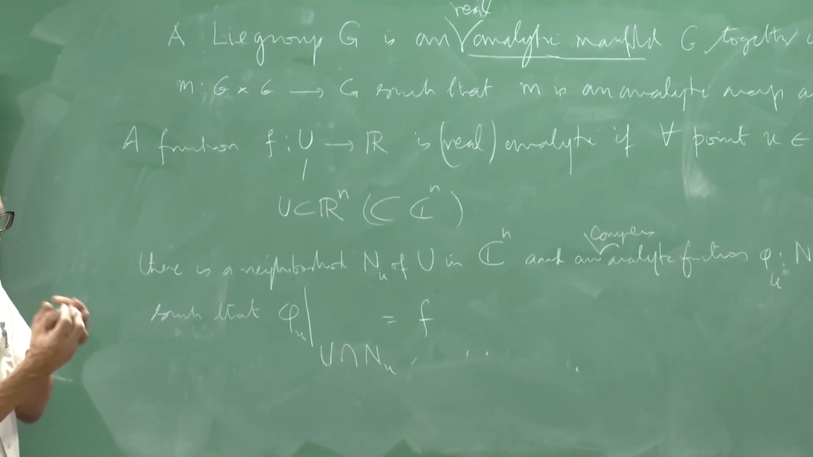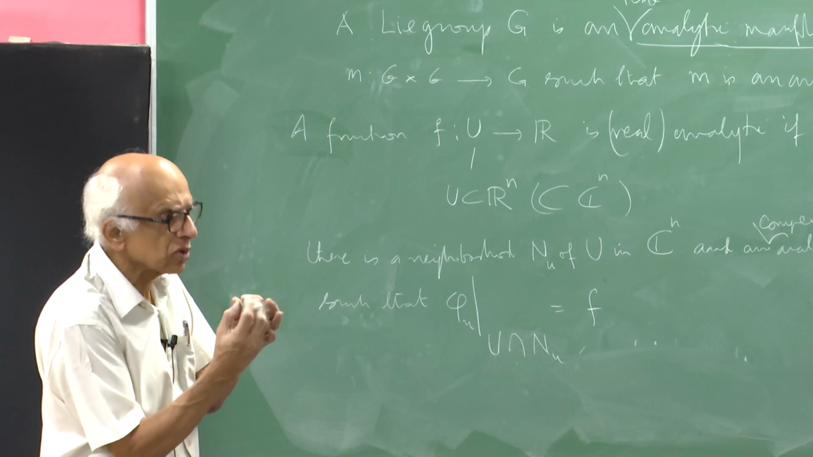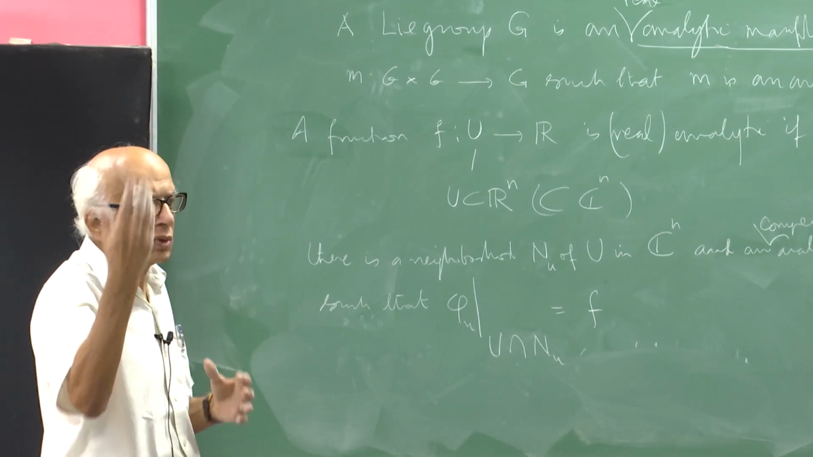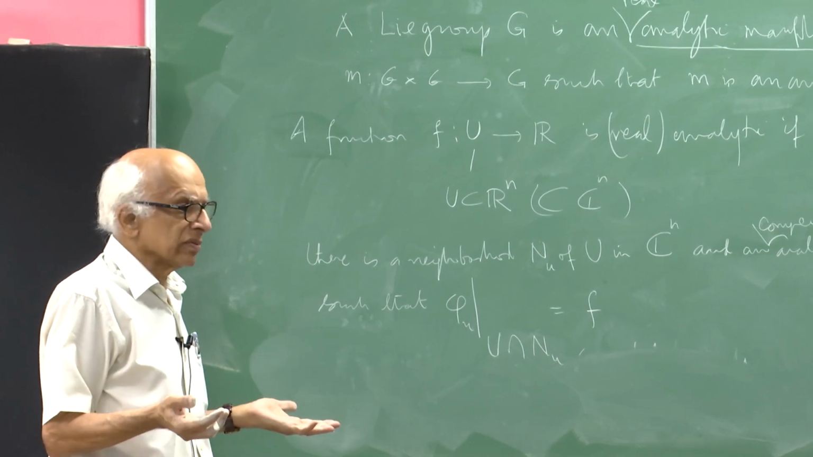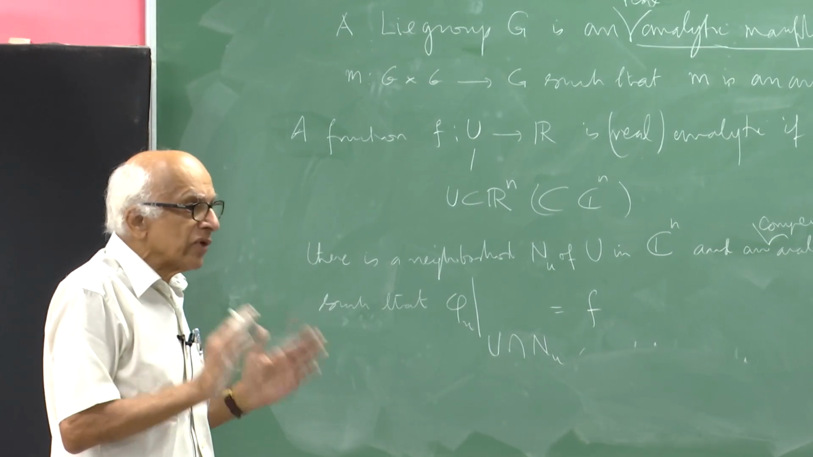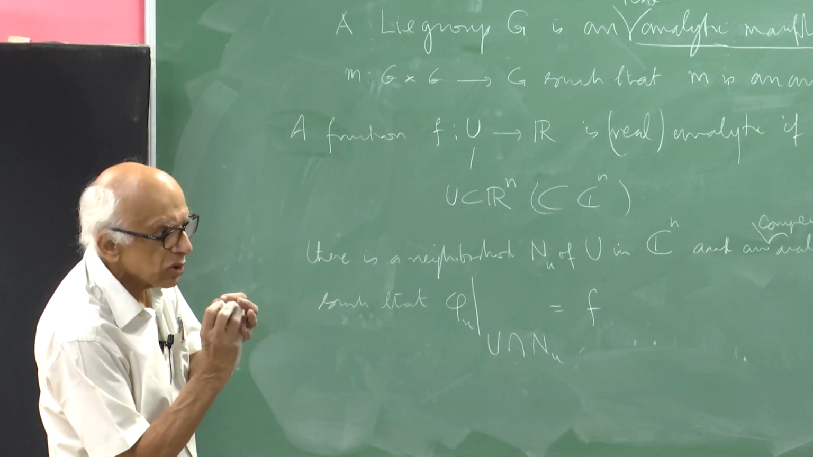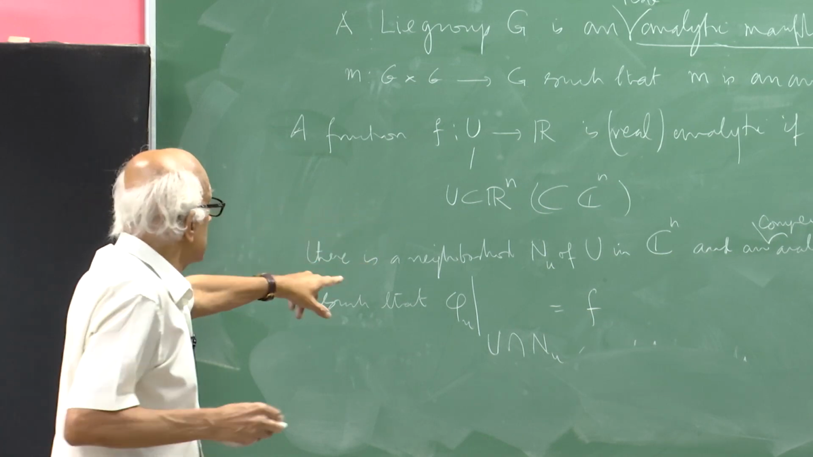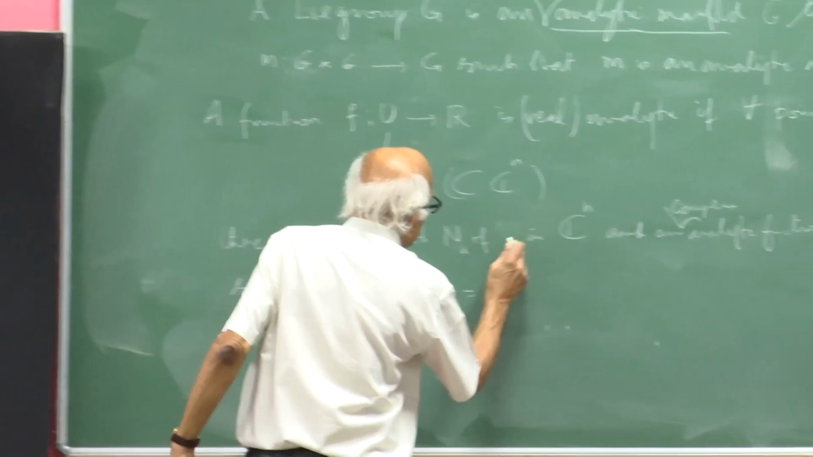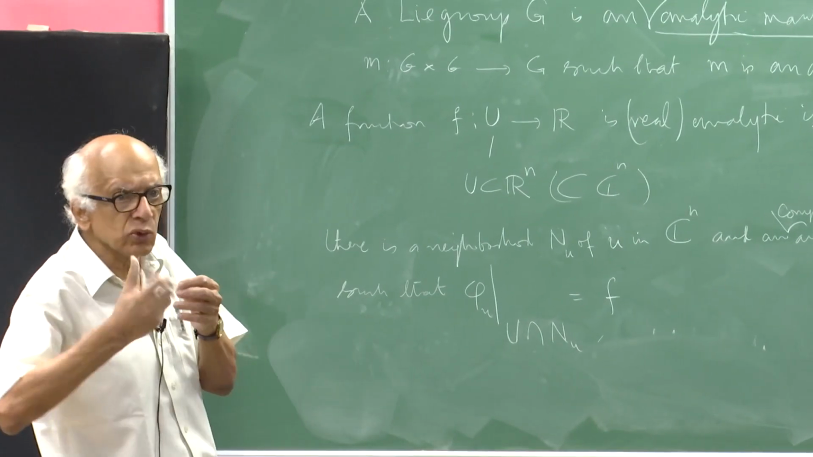That is, locally near a point, the given function can be extended as a complex analytic function into a neighborhood inside Cn. Your function is defined only on an open set in Rn, but for every point there's got to be a neighborhood Nu of u in Cn.